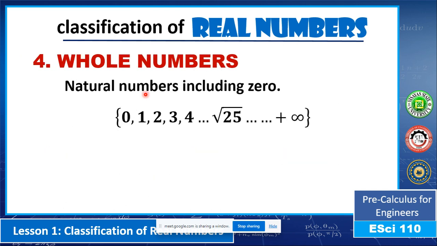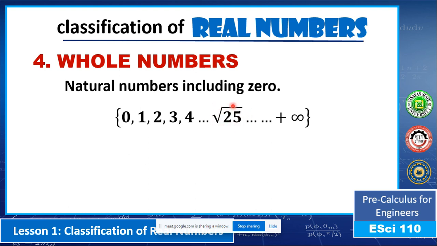So next we have whole numbers. For whole numbers, these are the set of natural numbers, including zero. So I think I heard someone answer 0 earlier, and that 0 is a whole number. So yes, it is part of the whole numbers, starting from 0, 1, 2, 3, 4. How about this? So, sir, why did you put the square root of 25? Do you think this one is a whole number, class?